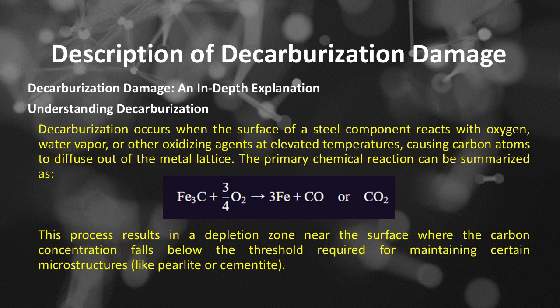Decarburization occurs when the surface of a steel component reacts with oxygen, water vapor, or other oxidizing agents at elevated temperatures, causing carbon atoms to diffuse out of the metal lattice. The primary chemical reaction can be summarized as Fe3C + 3/2 O2 becomes 3Fe + CO or CO2. This process results in a depletion zone near the surface where the carbon concentration falls below the threshold required for maintaining certain microstructures, like pearlite or cementite.